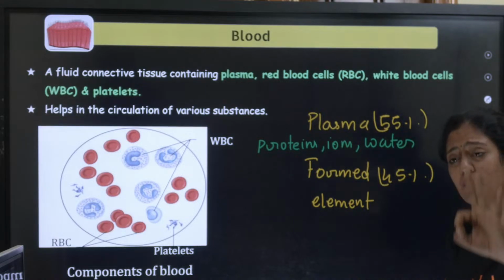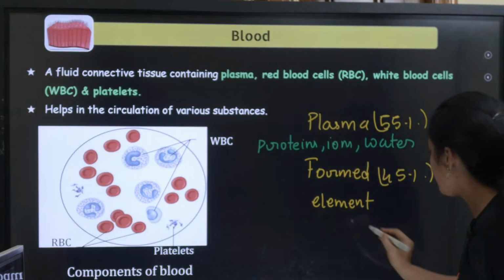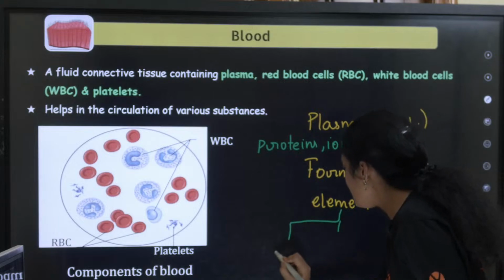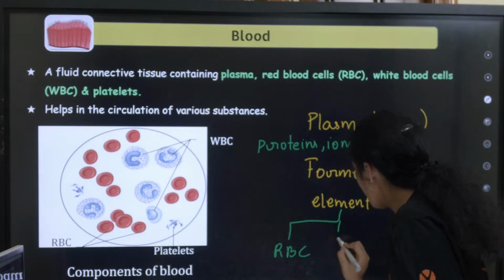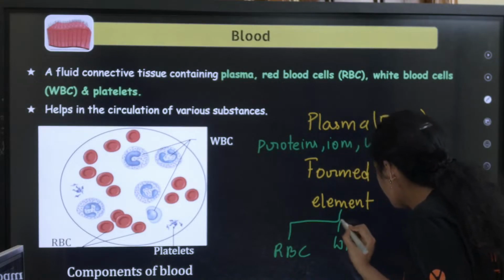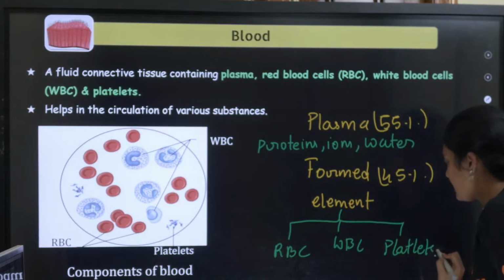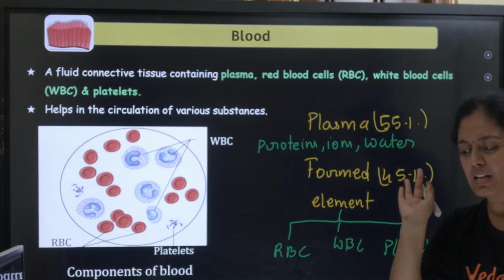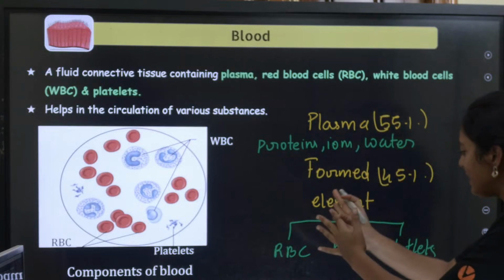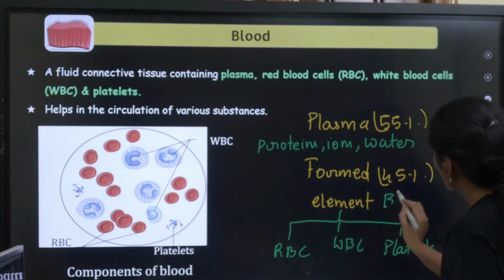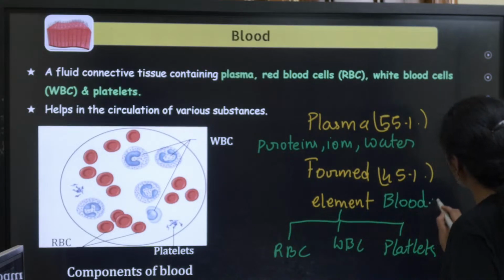There are three important kinds of formed elements. One is your RBC, then WBC, which we call leukocytes. The other one is your platelets. Now I have a question. Let me see how many of you will answer it. What else do we call the formed elements? We also call them blood cells.